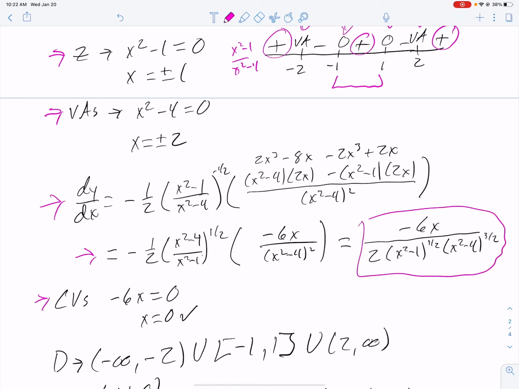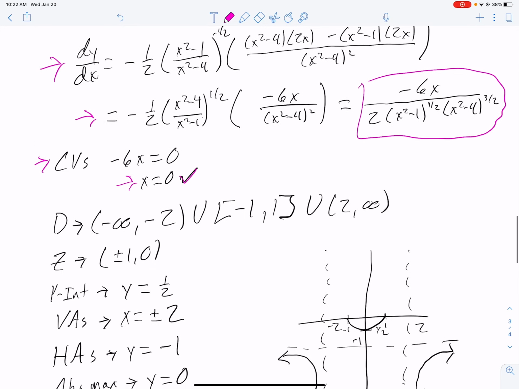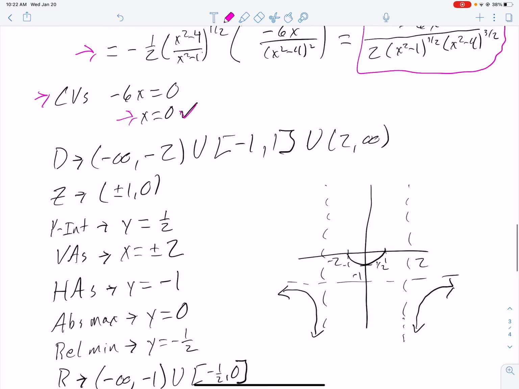Set my numerator equal to 0. The value I get checks out, it fits in the domain. And of course, we know that anything that was a 0 of the original function becomes a vertical asymptote of the derivative. All right. So I give my domain, again, careful not to include my vertical asymptotes.